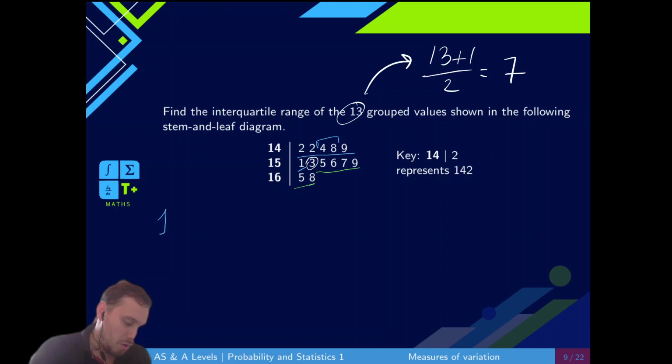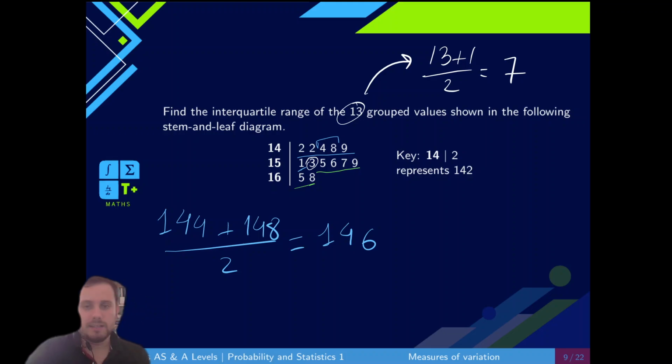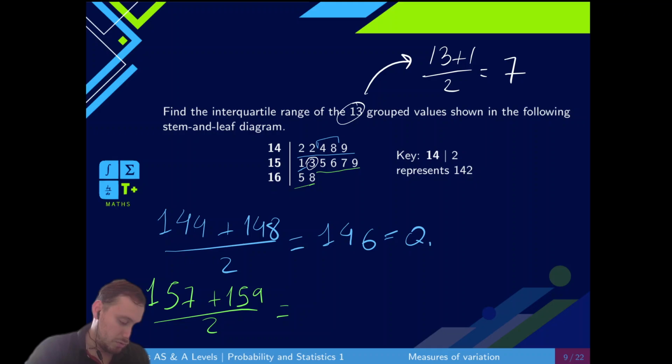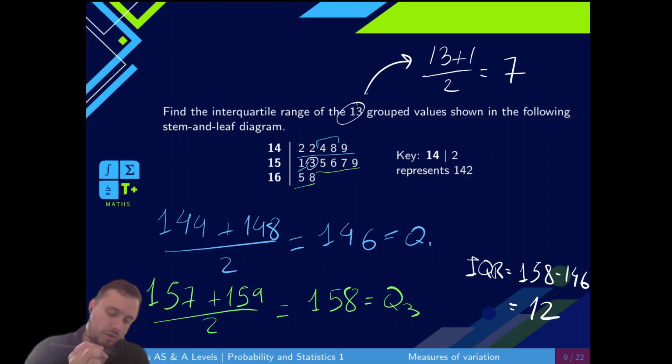For the lower quartile, it would be 144 plus 148 over 2, and that would be 146. And there we will have our quartile 1 because it's the median for the lower half. Then for the upper half, again, same thing. We're going to say 1, 2, 3, 1, 2, 3. The median is going to be here. So we're going to say 157 plus 159 over 2. This will give us 158, and this would be our quartile 3. So from there, we're just going to say, okay, so that means that the interquartile range is going to be 158 minus 146. This gives us 12. So there we have the interquartile range for these sets of values.